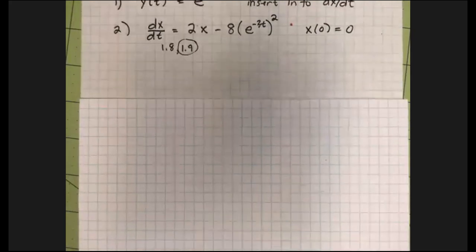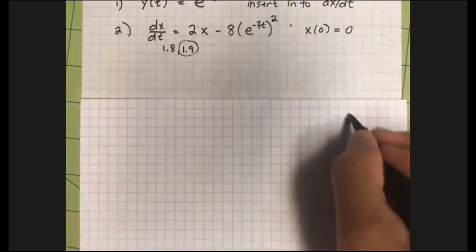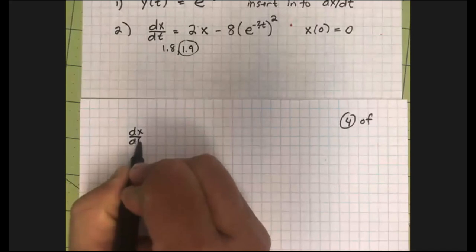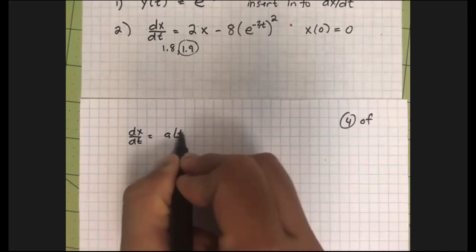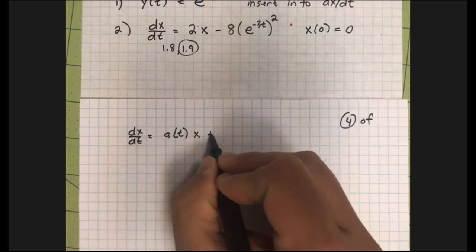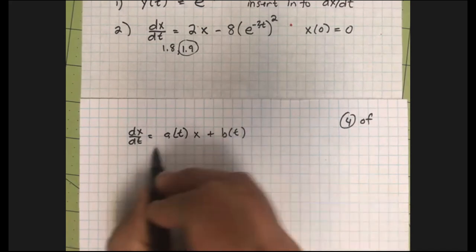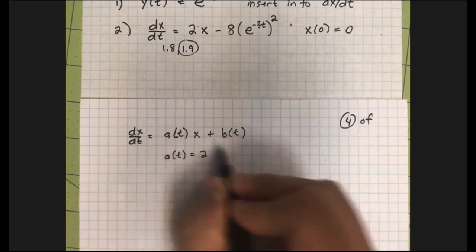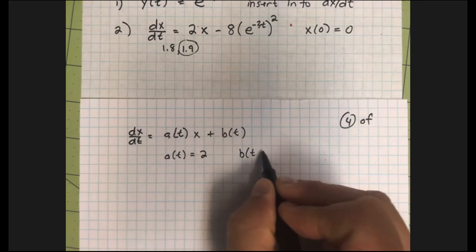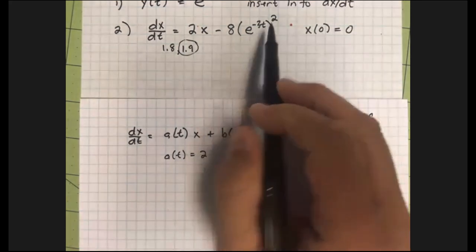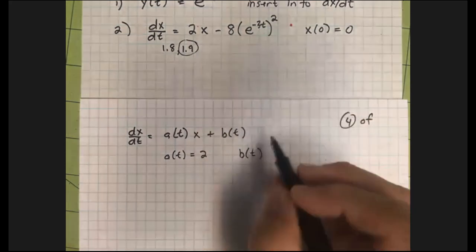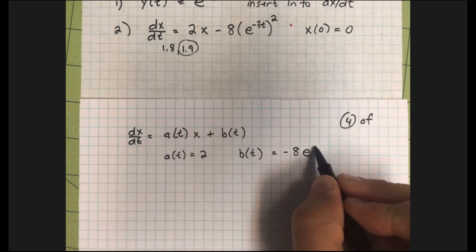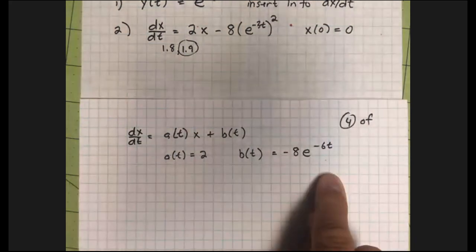Right, so let's slide that paper down and let's solve this system. So I have dx/dt is a of t times x plus b of t. This is a linear equation. In our problem, a of t is the constant 2, and b of t is, be careful with your squaring. When you raise a power to a power, you multiply powers, right? So minus 8 e to the minus 6t. That's the correct way to do that.